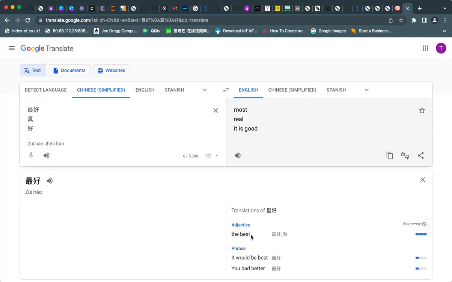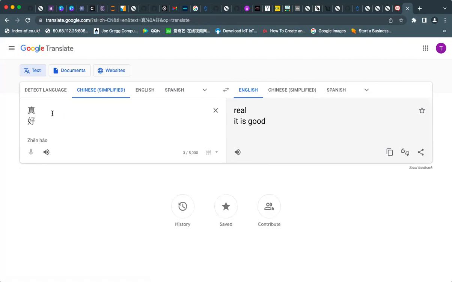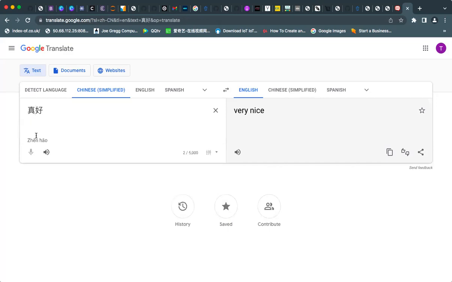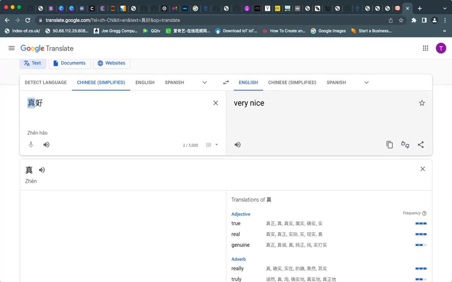Oh, okay. The best. And now we're saying really good, genuinely good, right? Zheng hao. Zhen hao. It's zhen from real. The zhen part is from real. Okay. Zhen is genuine, right? So the part that we simply add in is zhen and then hao, which we already know is our good friend hao for good, right?